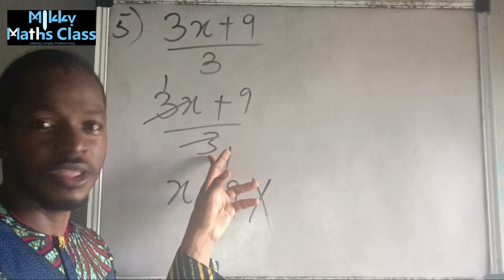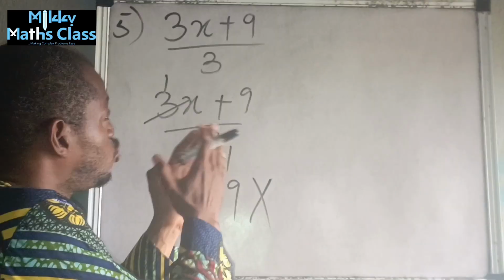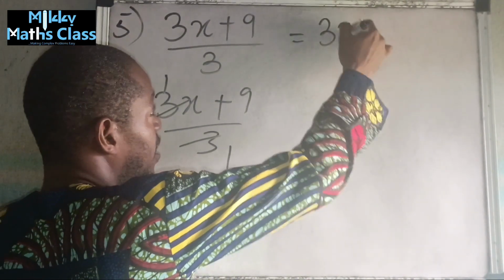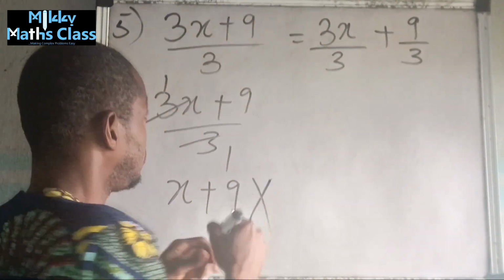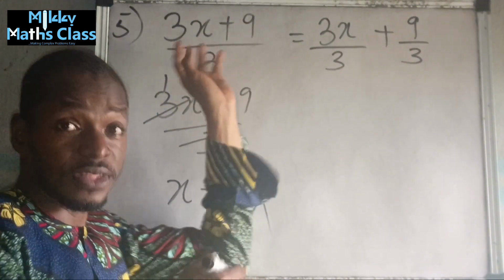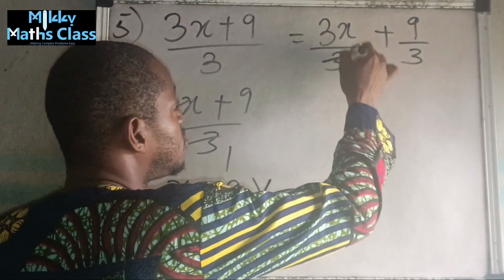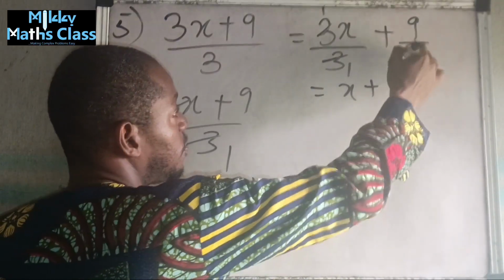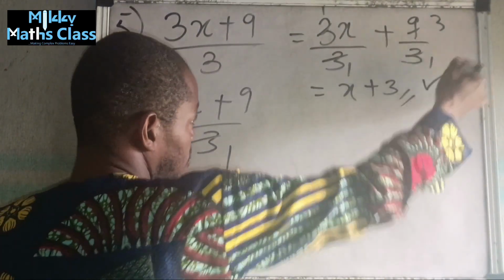This 3 is not for only one of the terms. It is for the two of them. So this is the same thing as saying 3x over 3 plus 9 over 3, because this 3 is for both of the terms because of this addition you have there. Now, this 3 will cancel this 3, so I am left with x plus 3, which is the right answer.